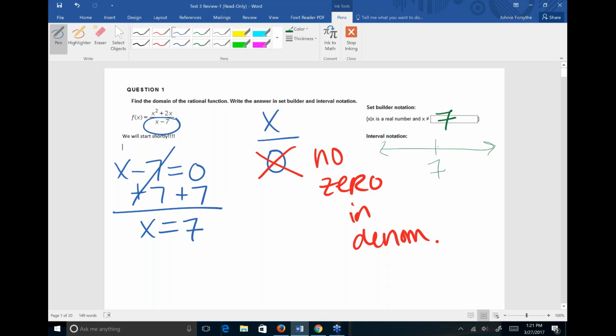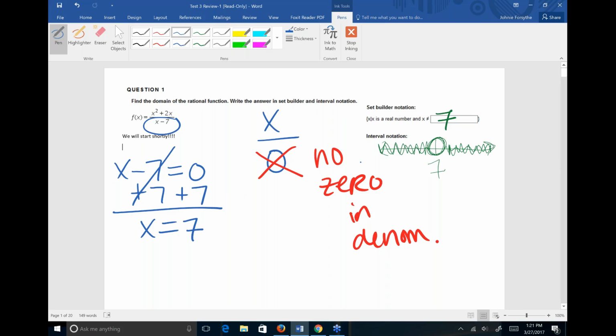So let's mark 7. Let's say 7 is there. We're not including 7, so we're going to use an open circle to represent that we do not want to include 7, but it's all the real numbers except 7. So it's everything over here and everything back there. Okay? So let's write what that means.